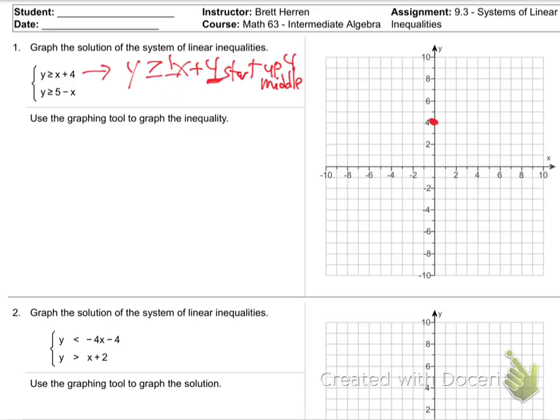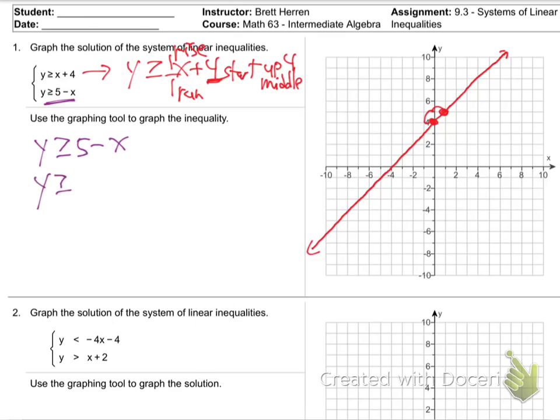And then 1 over 1. There's no fraction in front of x, which means 1 over 1. That's your rise over your run, so it means you go up 1 over 1. There's your second dot, and you connect the dots. Like that. And then the second equation, let's do him, y greater than or equal to 5 minus x.